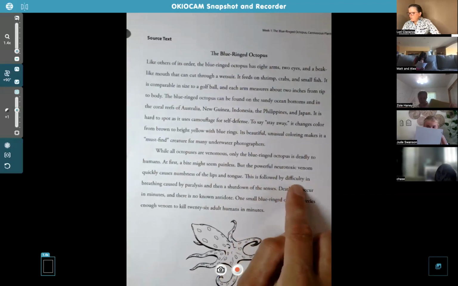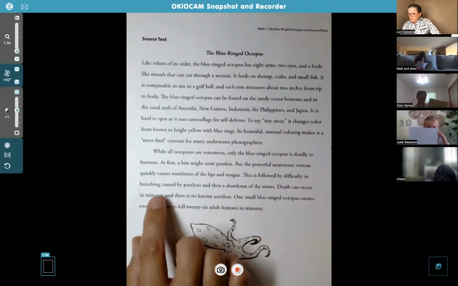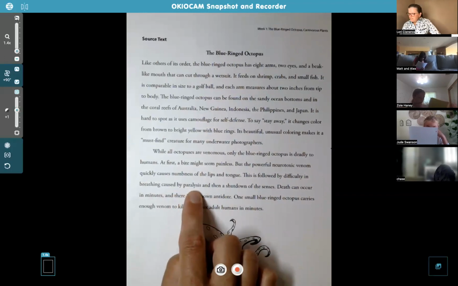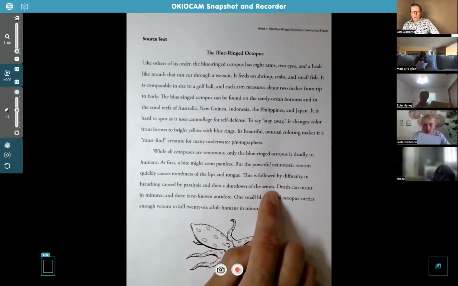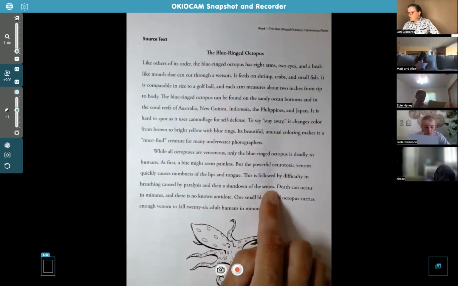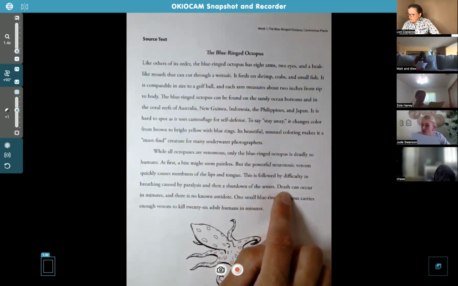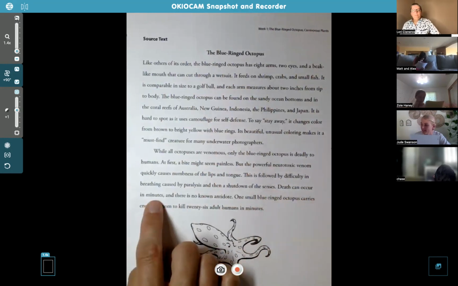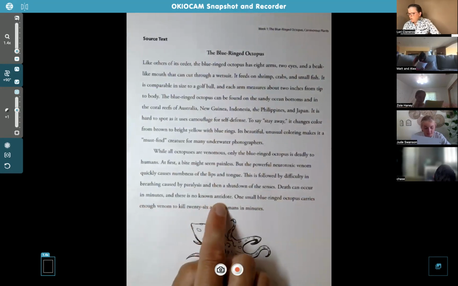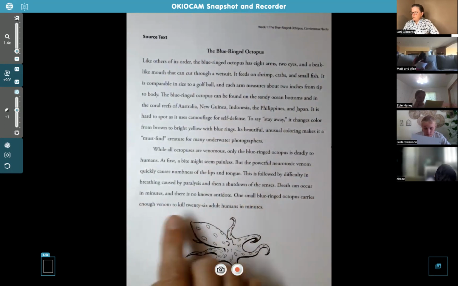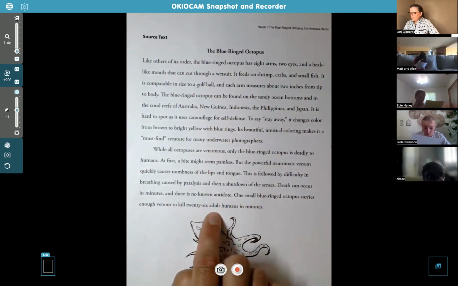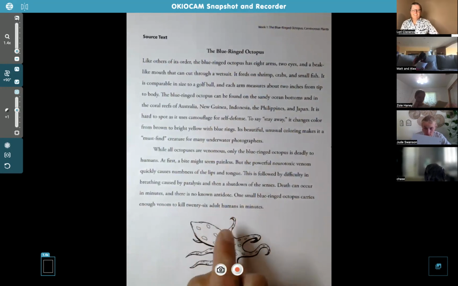So this is followed by difficulty in breathing caused by paralysis, and then a shutdown of the senses, which are sense of smell, taste, sound, hearing, touch. So yeah, this is pretty dangerous, I'm thinking. Death can occur in minutes, and there is no known antidote. One small blue-ringed octopus carries enough venom to kill 26 adult humans in minutes.